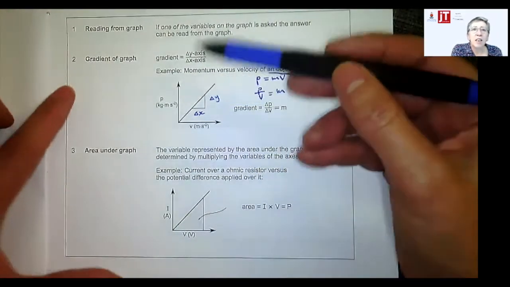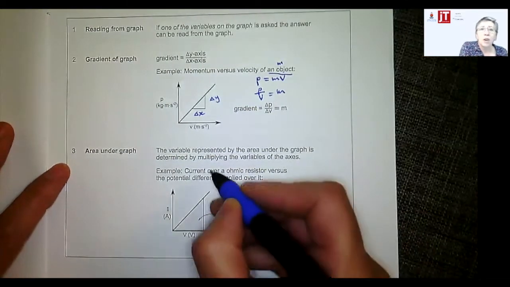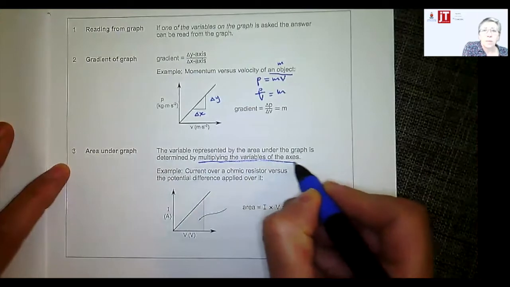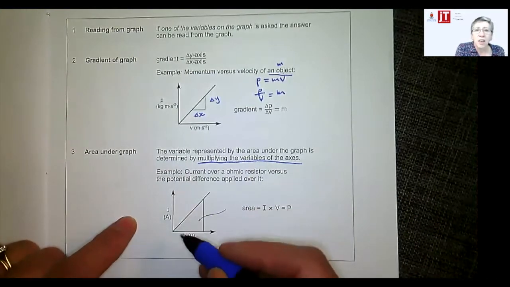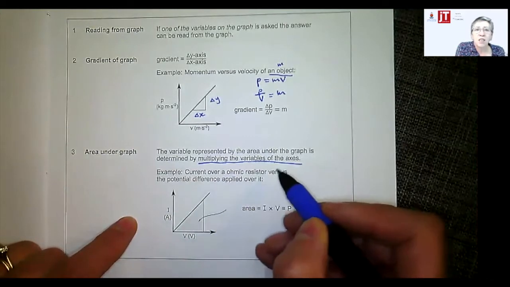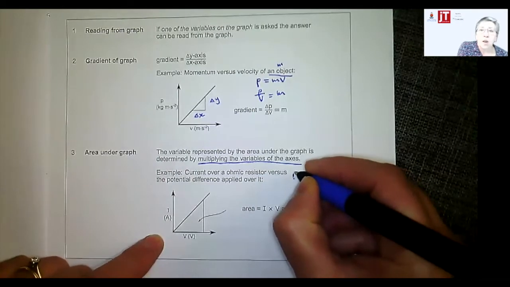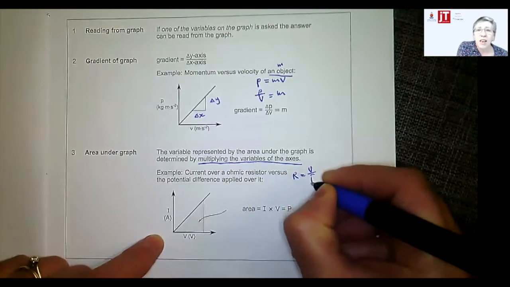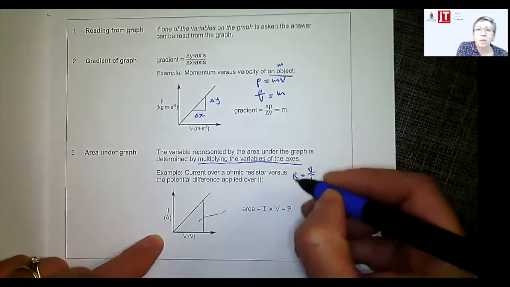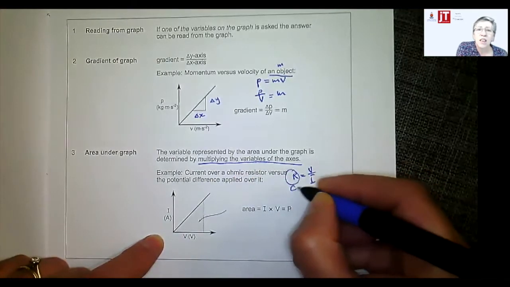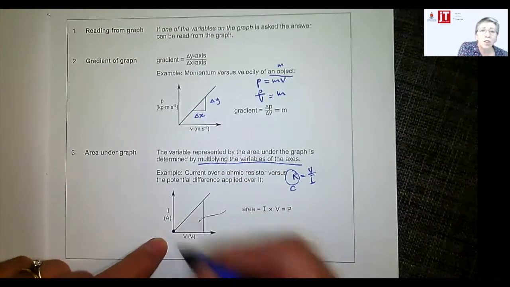Now, with gradient, we had the y divided by the x-axis. Here you have to multiply the variables of the axes. Right, so say for instance, you've got current through an ohmic resistor versus the potential difference. Now we know R equals V over I. So if it's an ohmic resistor, that means that R is constant, then they are directly proportional. And that's why we got a line through the origin, right?